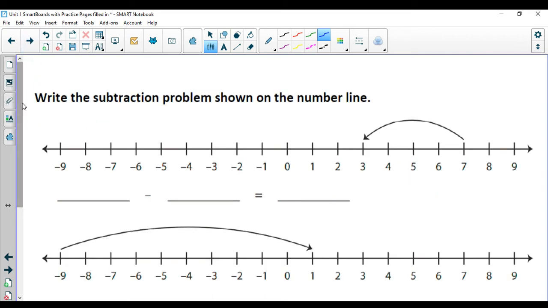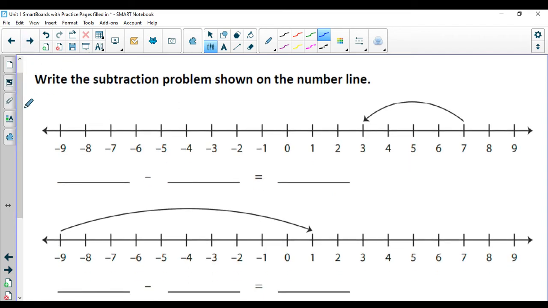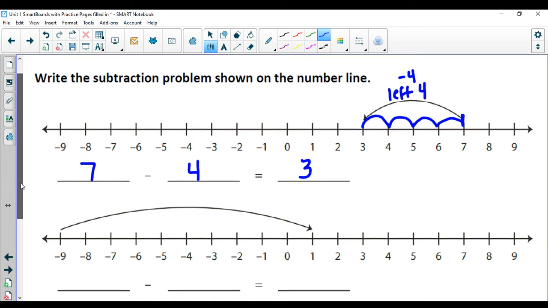This part is where it gets a teeny tiny bit tricky because we have to remember that we're working backwards here. We're going to write the subtraction problem shown on the number line. My starting number is still 7, but I'm going to the left: 1, 2, 3, 4. So that was left 4. When we did this with addition, this would have been a minus 4. But you have to look, we already have the minus here. So we're just going to put 4 on our line, and then our answer is going to be 3.